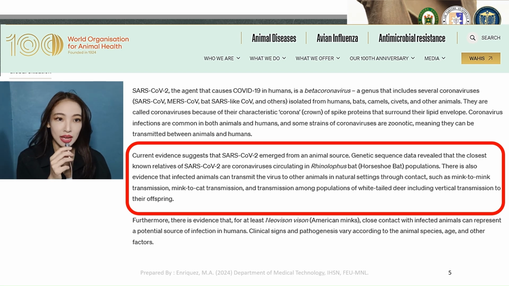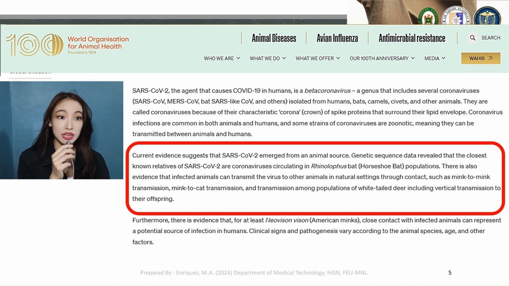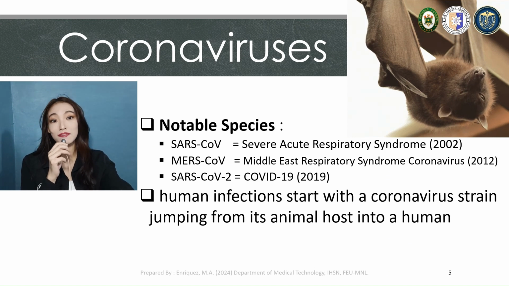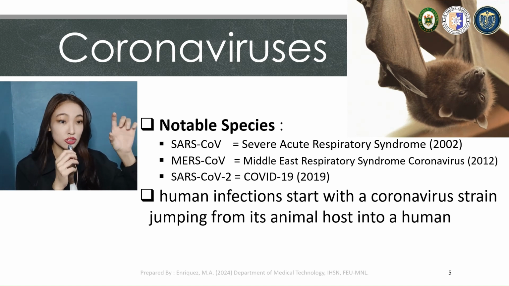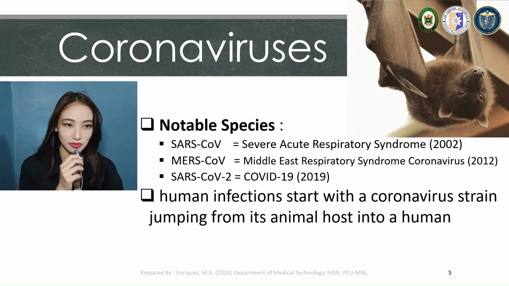Genetic sequence and data revealed that the closest known relatives of SARS CoV 2 are coronaviruses circulating in the Rhinolophus bat population. Rhinolophus bat population, otherwise known as the horseshoe bat populations. Now, according to our current reference textbook for Microbiology 1 and 2, the most common coronavirus infections started as a coronavirus that jumped from its normal animal host onto a susceptible human.